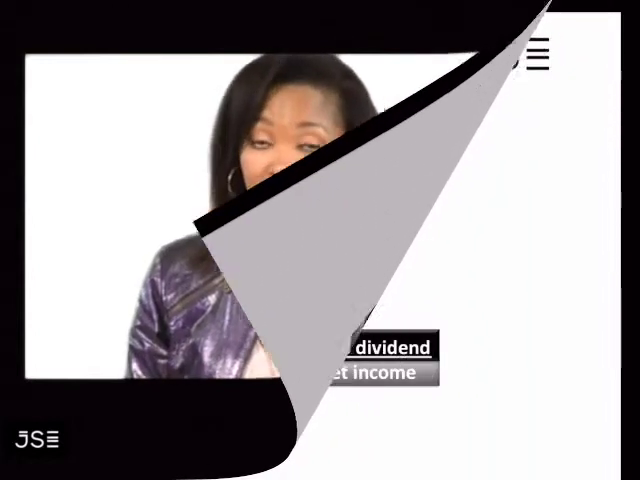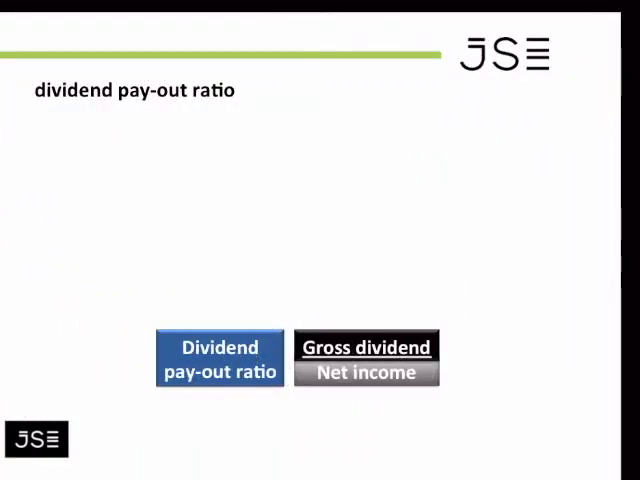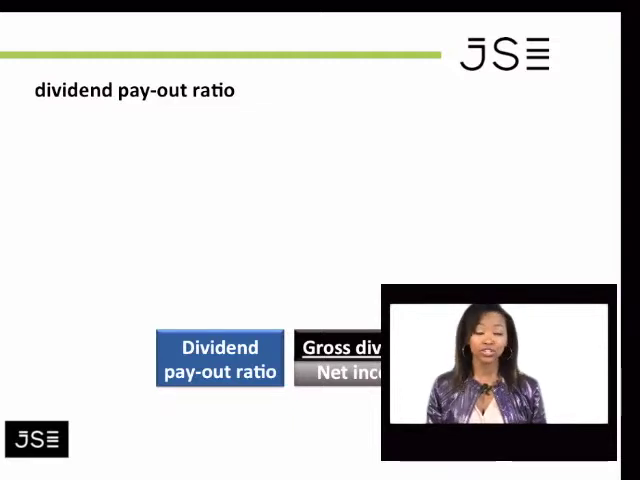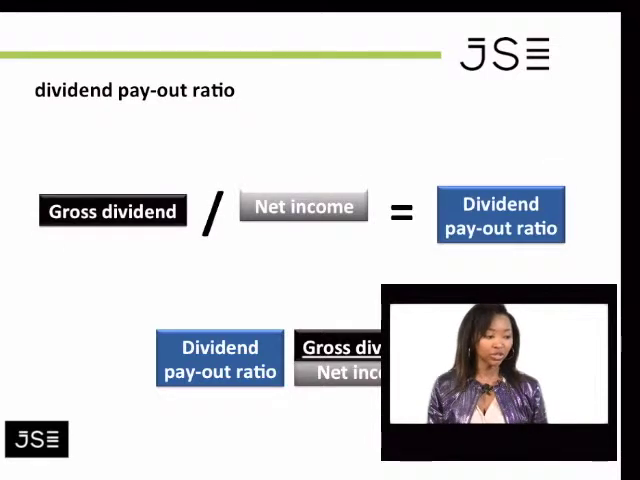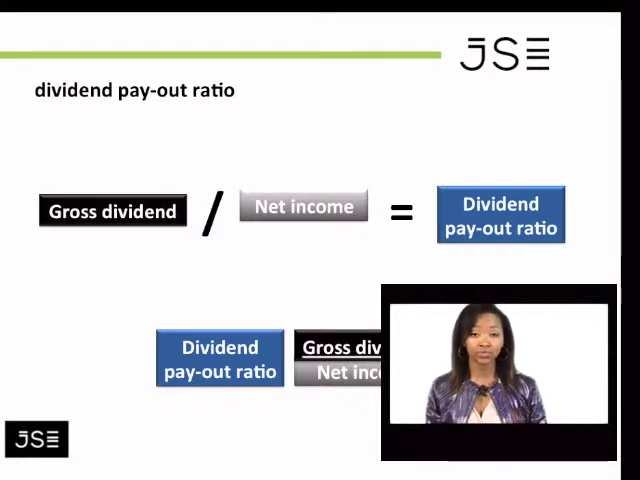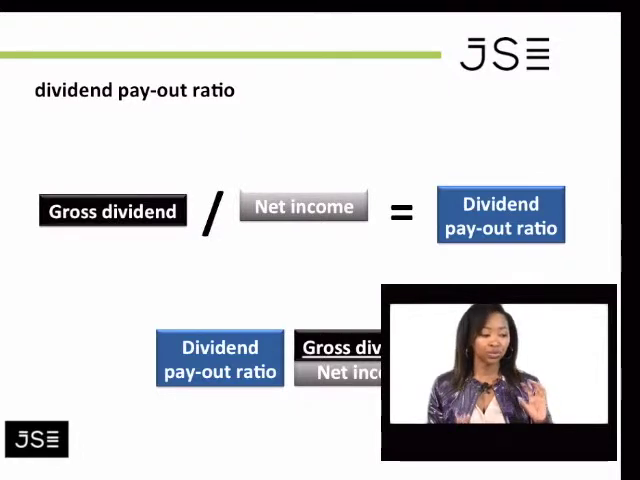Okay, so let's look at some ratios regarding dividends, because dividends are quite important when you're investing in shares. Let's look at the dividend payout ratio. The dividend payout ratio is when you take the dividend divided by the net income. That gives you your dividend payout ratio. So that basically gives you your dividend as a percentage of the net income. So it allows you to see what percentage of the net income is that dividend that you're earning.